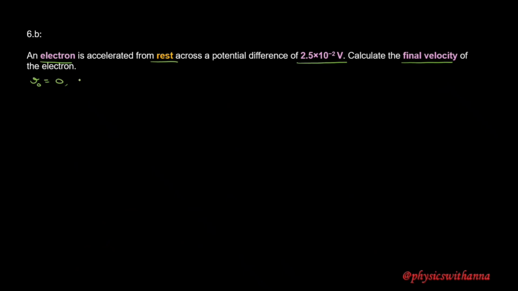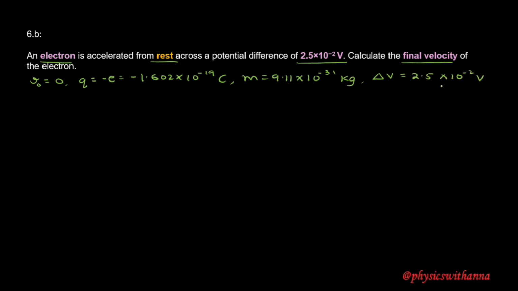Since it is electron, the charge on electron Q is negative E, which will be negative 1.602 times 10 to the power negative 19 coulomb. Mass of electron is 9.11 times 10 to the power negative 31 kilogram. Again, both charge and mass are constant for electron. Potential difference delta V is 2.5 times 10 to the power negative 2 volt.